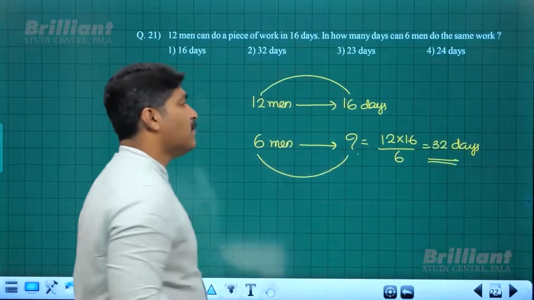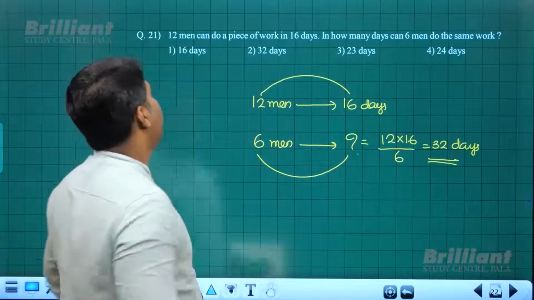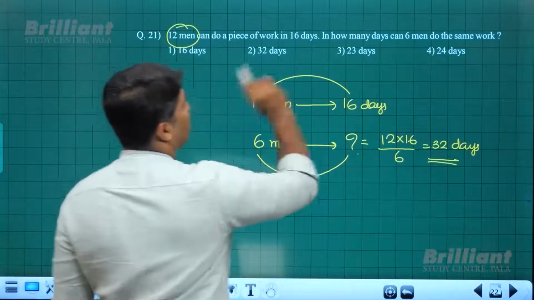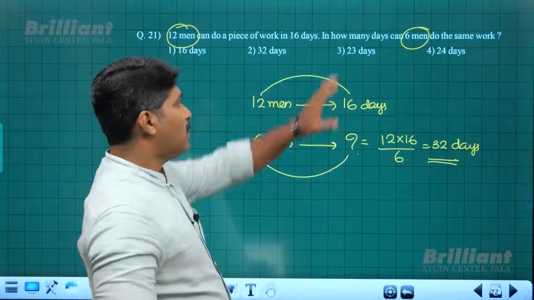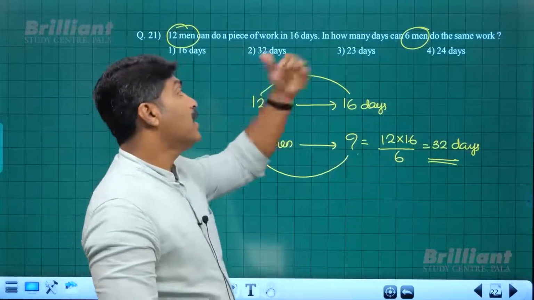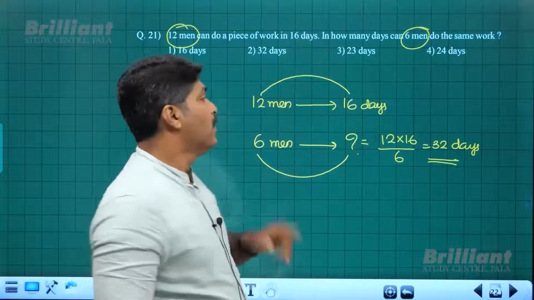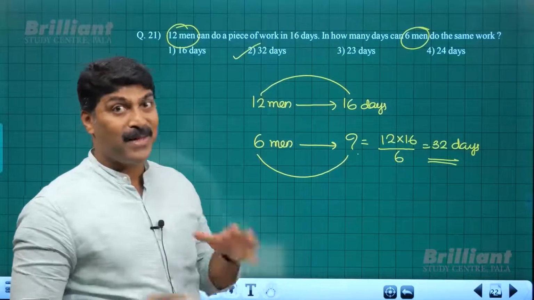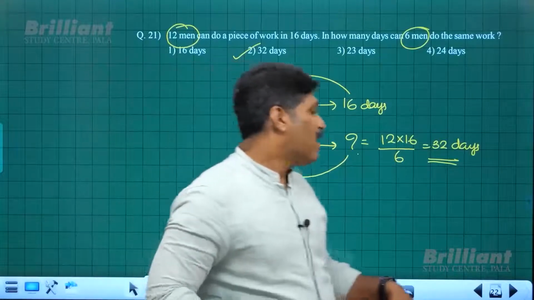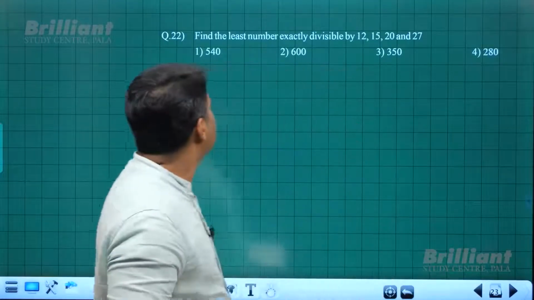So that's a simple logic. Without writing the steps, the number of men initially was 12 and finally is 6. So it's halved, right? 6 is half of 12. Therefore, the days should be double of 16, so that will be equal to 32 days. That's a 1 second question. While observing the question itself, we have to reach such a conclusion.